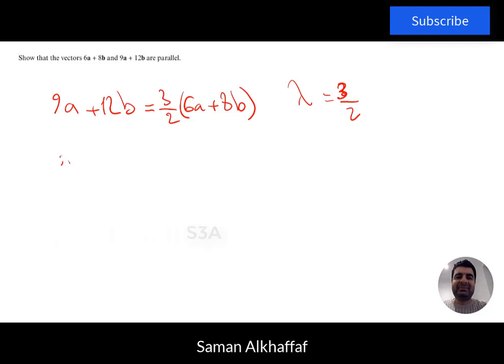So the vectors are parallel. This is because we multiply one of the vectors by a factor, and if it gives us the same value as the other vector, that will prove to us that the two vectors are parallel. And this will be our answer for this question.